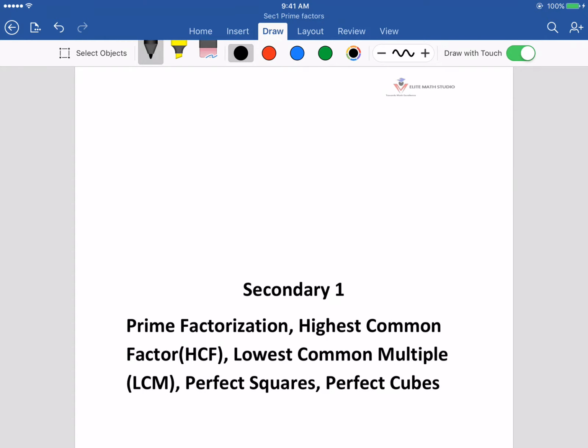Today we will actually be doing secondary 1. The first topic is what we call prime numbers. In this topic we'll learn what prime numbers are, prime factorization, the technique of finding the highest common factor and lowest common multiple, perfect squares and perfect cubes. Okay, let's start the lesson.